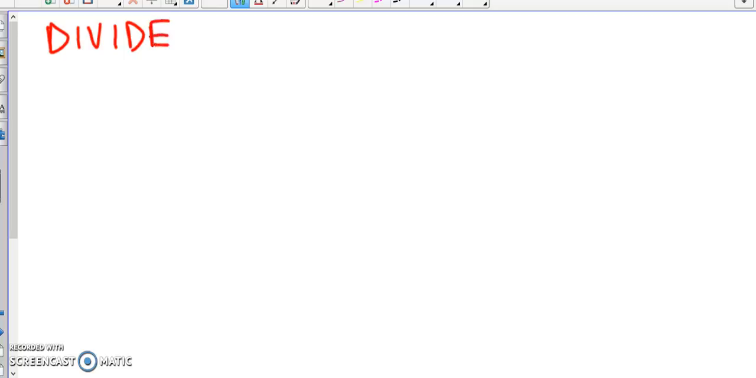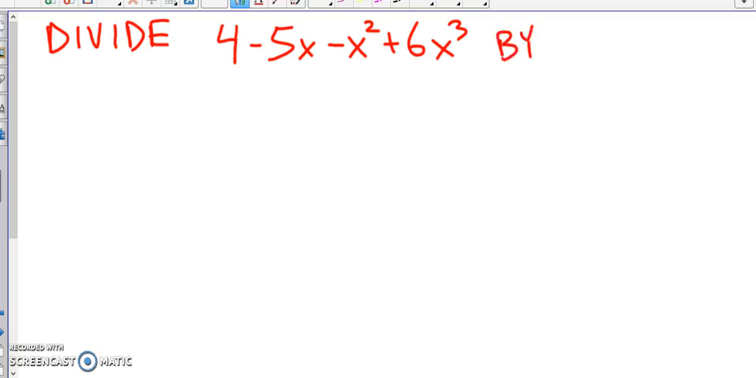So let's divide 4 minus 5x minus x squared plus 6x cubed by 3x minus 2. Thoughts? We don't have any thoughts?